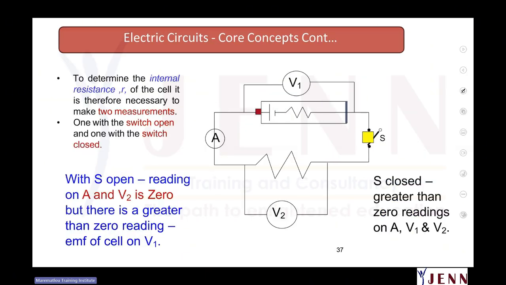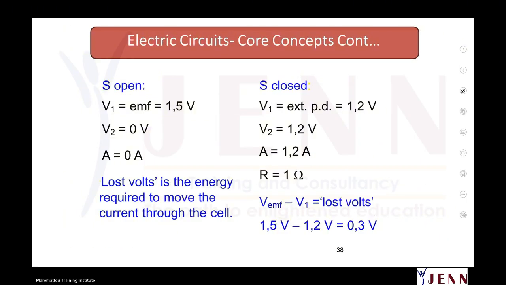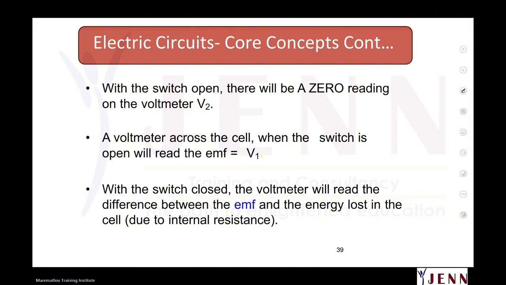I've also indicated that if the main switch is open, the reading on the external circuit will be 0, but the reading across the battery will be there. There will be a reading for the battery. That reading was called EMF. But if the switch is closed, there is a reading on V2, there is a reading on A, and there will be a reading on V1, but it will be lower than when the switch was open. It's just a summary of what I've just highlighted as well.